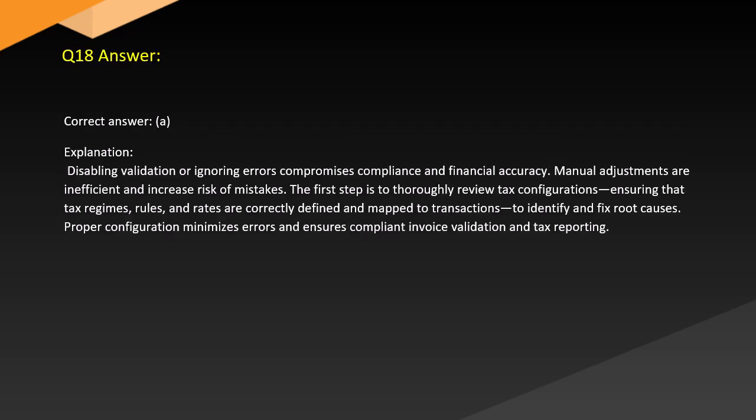Answer. Correct answer. A. Explanation. Disabling validation or ignoring errors compromises compliance and financial accuracy. Manual adjustments are inefficient and increase risk of mistakes. The first step is to thoroughly review tax configurations, ensuring that tax regimes, rules, and rates are correctly defined and mapped to transactions, to identify and fix root causes. Proper configuration minimizes errors and ensures compliance in validation and tax reporting.